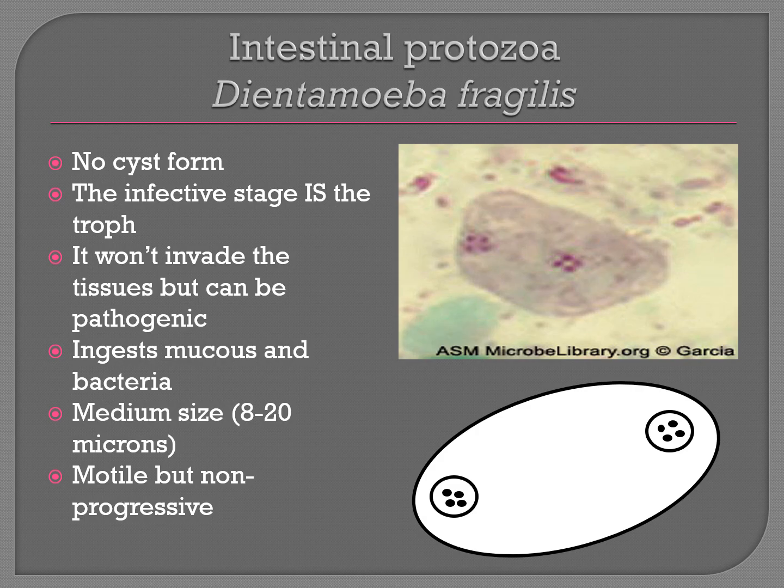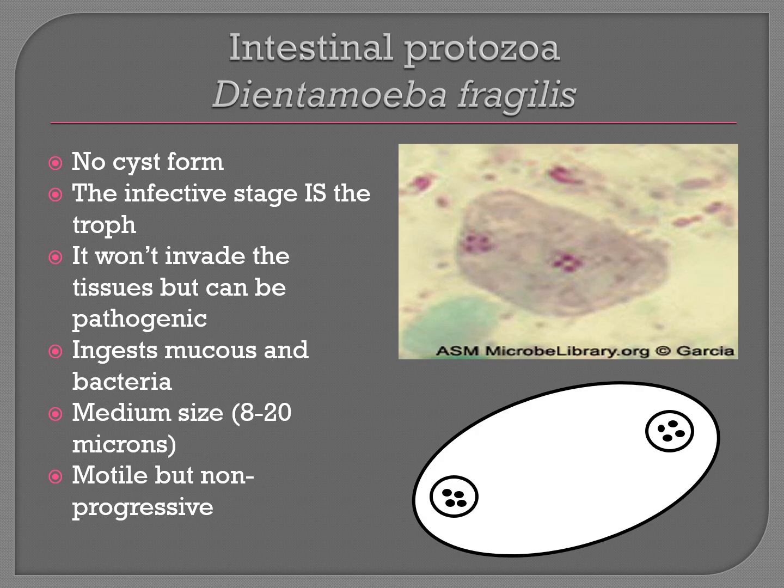Dientamoeba fragilis has to be one of my favorite pathogens, okay? This is a pathogen, and it is very common in Nebraska and in the Midwest, and it resides in the colon. Okay, the method of transmission for this organism is unclear, and there is no cyst form, which is really interesting. The infective stage is actually the troph, which is different than all the other protozoans. It won't invade the tissues, but can be a pathogen. It ingests mucus and bacteria. It's medium sized at about 8 to 20 microns, so that size varies quite a bit. It is motile but non-progressive.